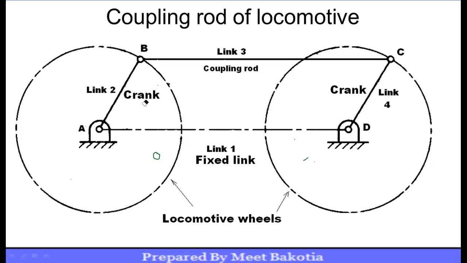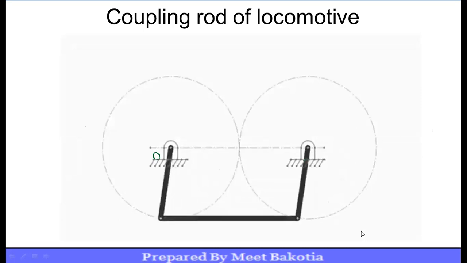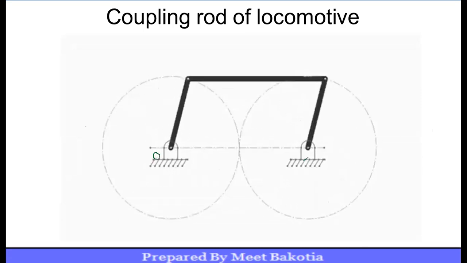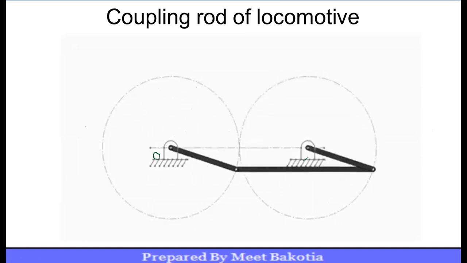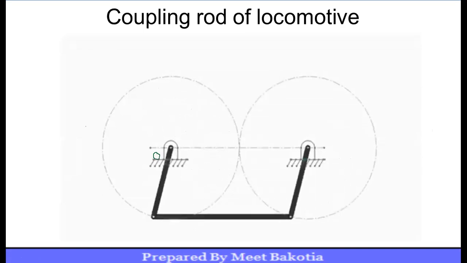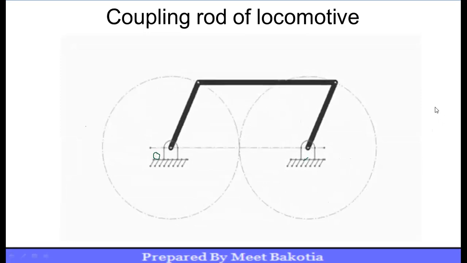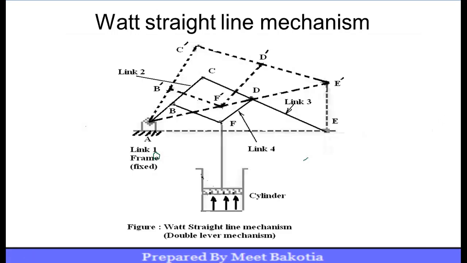Let us move by seeing the animation of this. You can see the rotary motion from one wheel to another wheel is transformed with the help of the coupler or connecting rod.